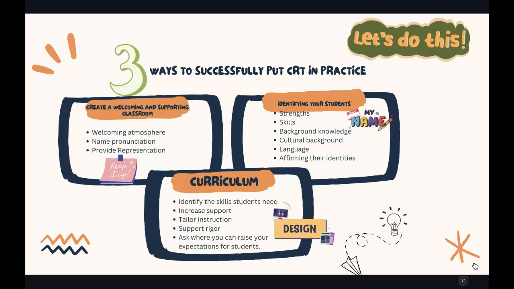Second strategy focuses on identifying your students, getting to know their strengths, their skills, their activities outside of school, their cultural background, and their identities. Once you're able to successfully identify your students, then that will affect how you examine your curriculum, in which then you will be able to organize and tailor your instructions and your lessons to ensure that there is a diversity of access points and materials to meet all students and their backgrounds and their languages.